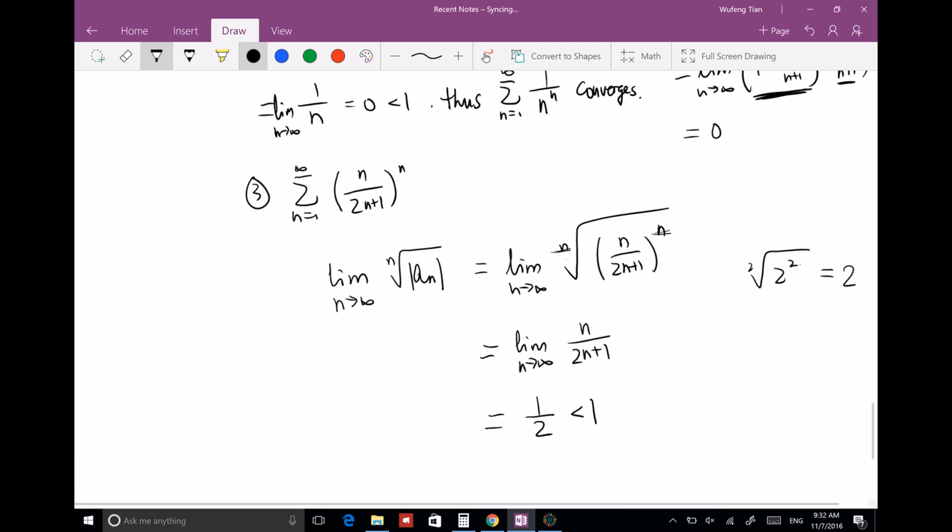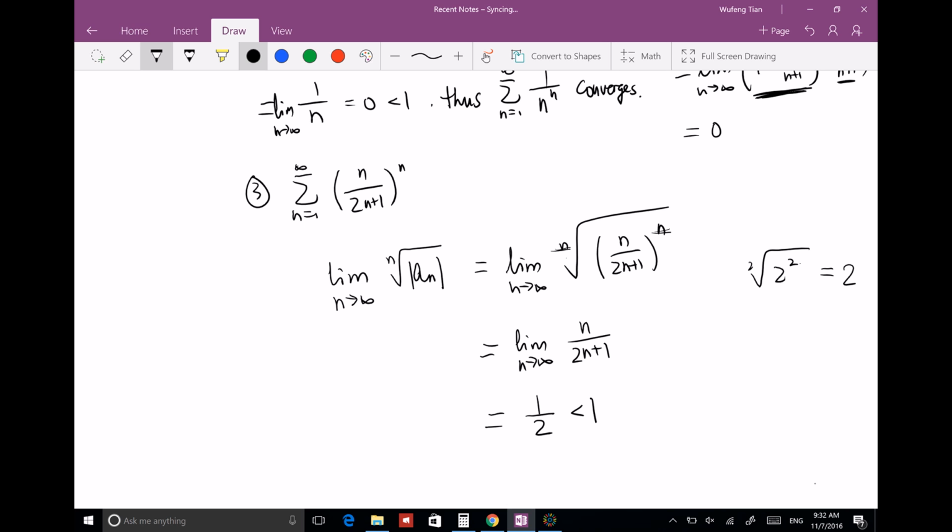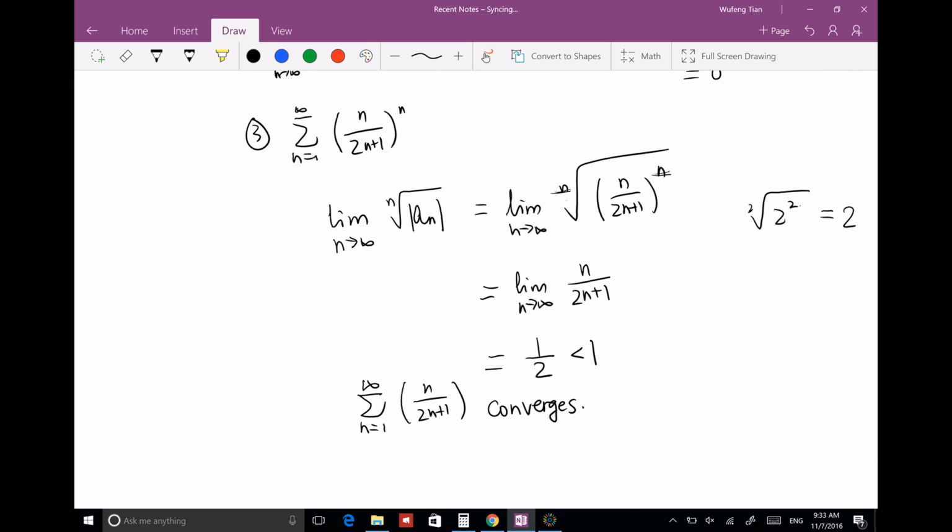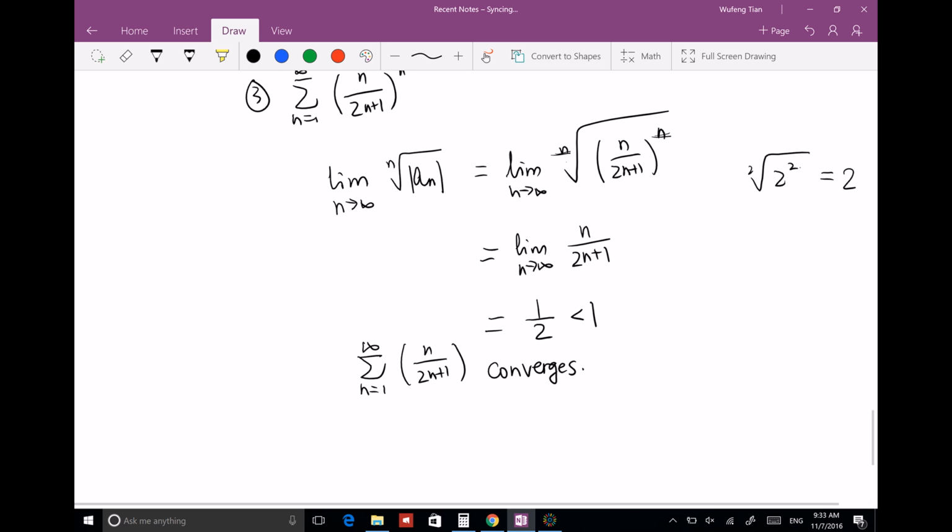So if we use the root test, will this series converge or diverge? It's going to converge. Very good. Okay, it converges because with the root test, the nth root of a_n is less than 1. Thank you very much. Okay, so next one, we can look at another one: the sum from n equals 1 to infinity of 2n over n plus 1 to the power n.